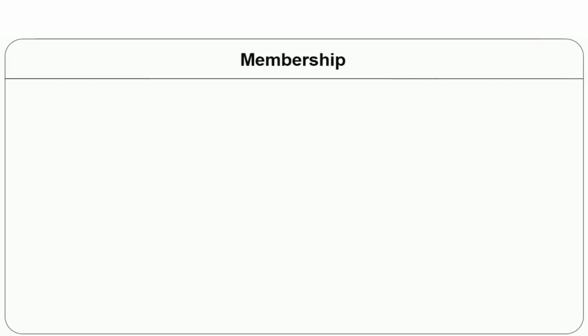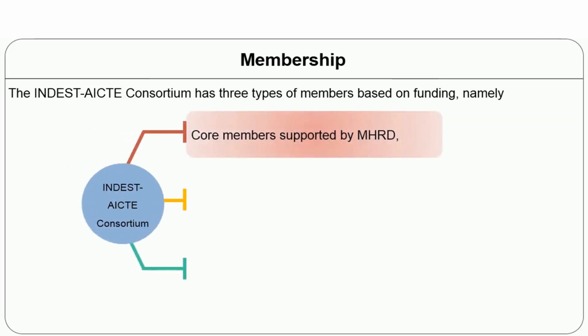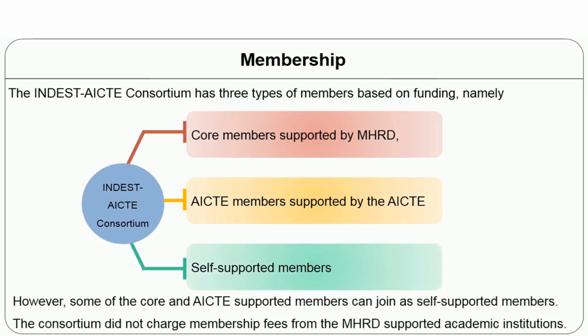Membership of the consortium. The INDEST-AICTE Consortium has three types of members based on the funding of those member institutions. That is, first is the core members supported by the MHRD, then AICTE members supported by the AICTE, and the self-supported members. Some of the core and AICTE supported members can join as self-supported members. The consortium did not charge any membership fees from the MHRD supported academic institutions.